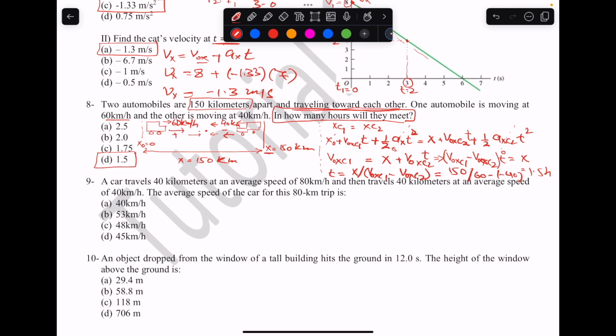Okay, so the next question is: a car travels 140 kilometers at an average speed of 80 kilometers per hour, and then travels 40 kilometers at an average speed of 40 kilometers per hour.